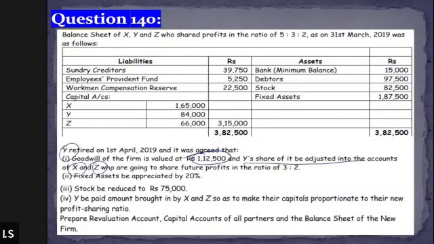X and Z collectively compensate the retiring partner. That is what this question is telling us. Goodwill of the firm is valued at 1,12,500. Y's share of it needs to be adjusted, which means it needs to be contributed by X and Z collectively. Their profit sharing ratio is given, so we have to find out the gaining and sacrificing ratio of the partners, and depending upon it, both X and Z will sacrifice. Okay, sir, understood. Their accounts will be adjusted, meaning their accounts will be debited. Got it? Yes, sir. Understood.